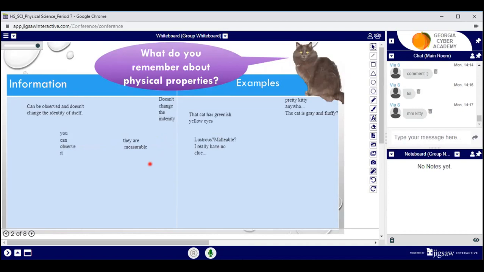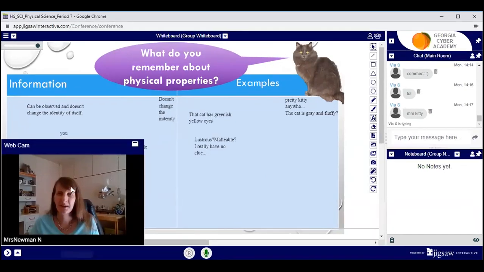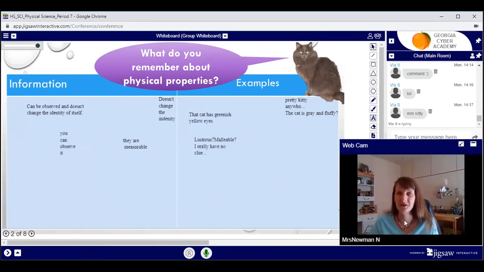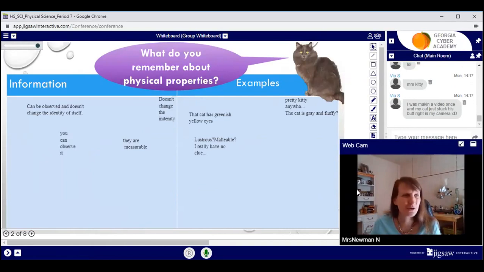They are measurable. Chemical changes can be measurable as well. So I'm not sure that really differentiates, but physical properties are measurable. But I think chemical ones are too. But, you know, this is just what we're remembering. So pretty good job there.